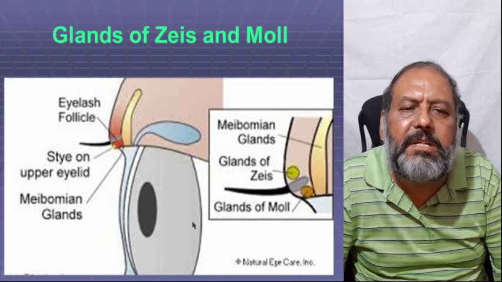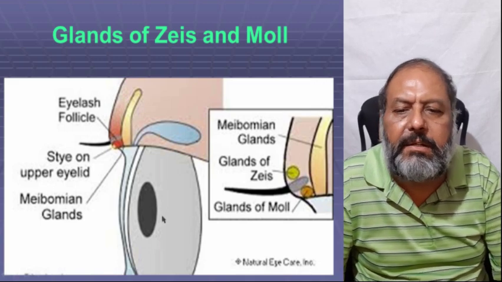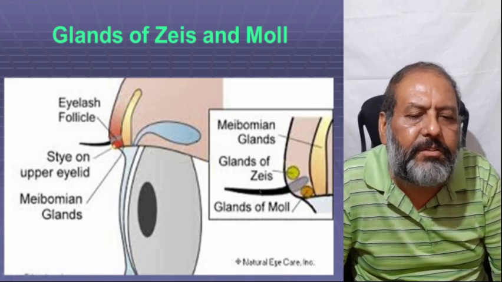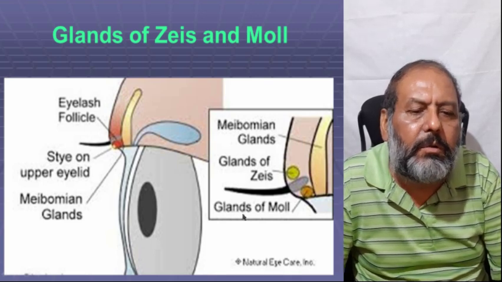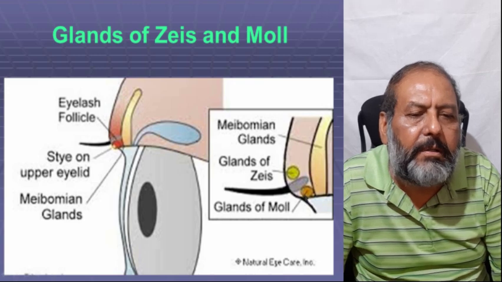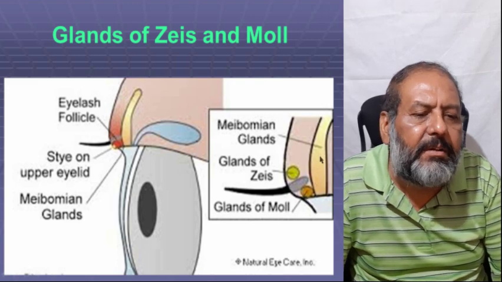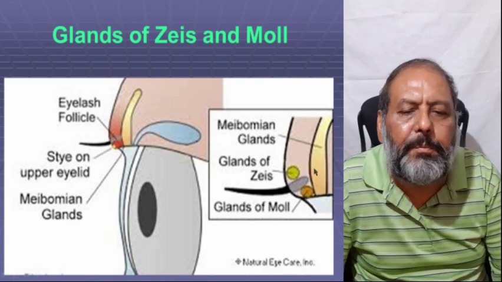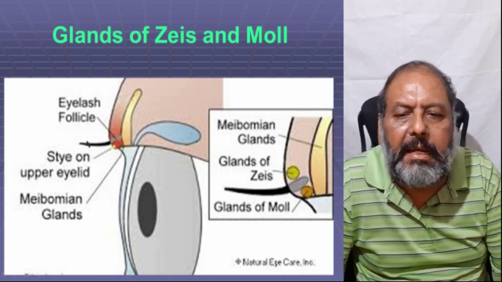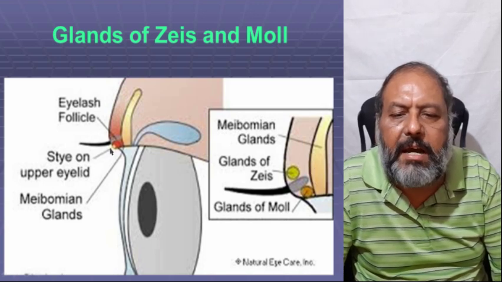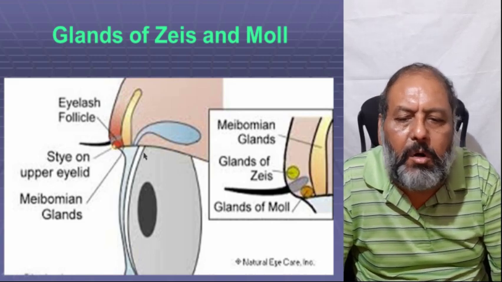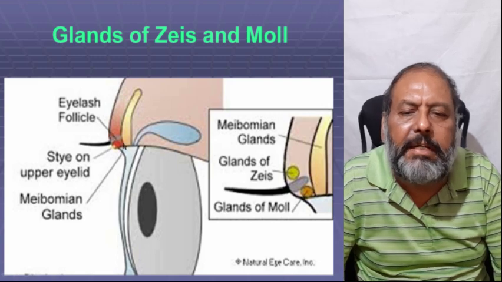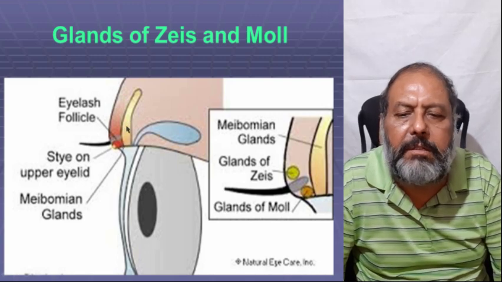Now, the glands of Zeis and Moll: one can see that above the eyelash is lying the gland of Zeis, and below that is the gland of Moll, and behind that is the gland which is called the meibomian gland. And here one can see the stye on the upper eyelid, that is the infection of the gland of Zeis and the gland of Moll here, and it also involves the meibomian glands.